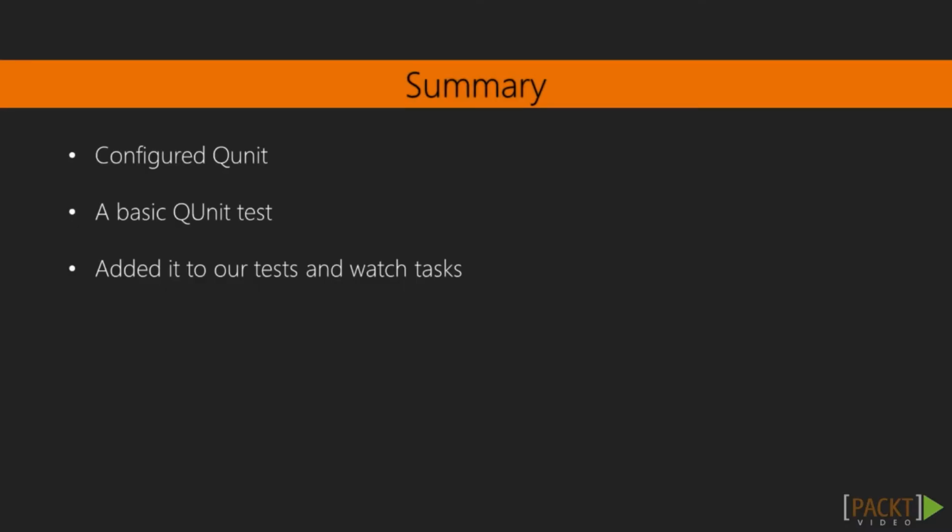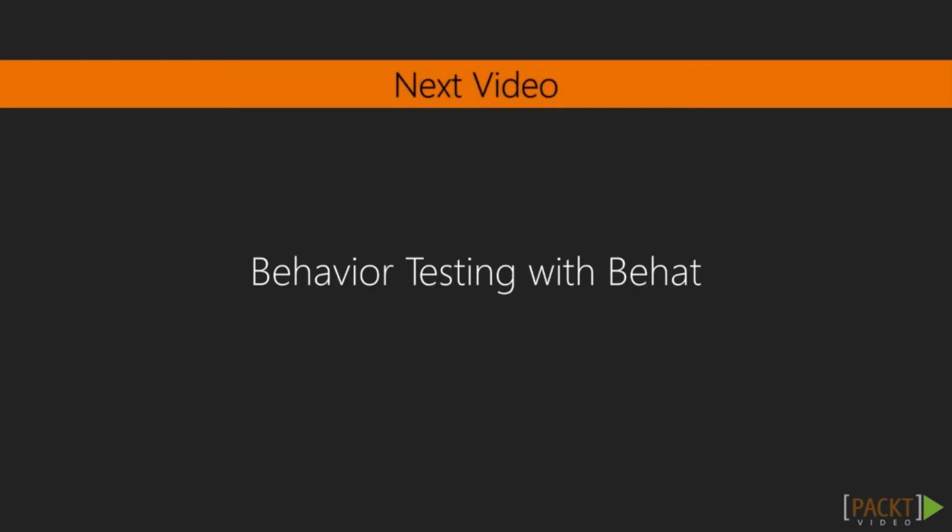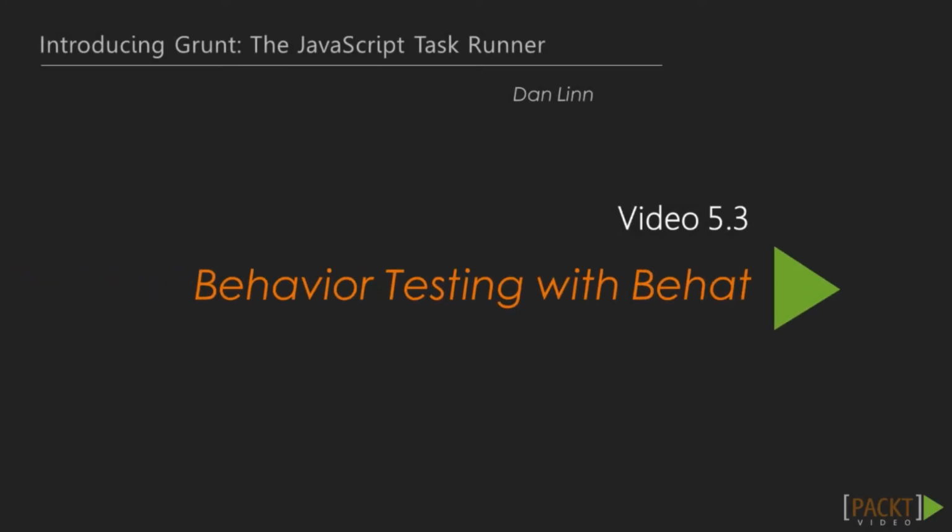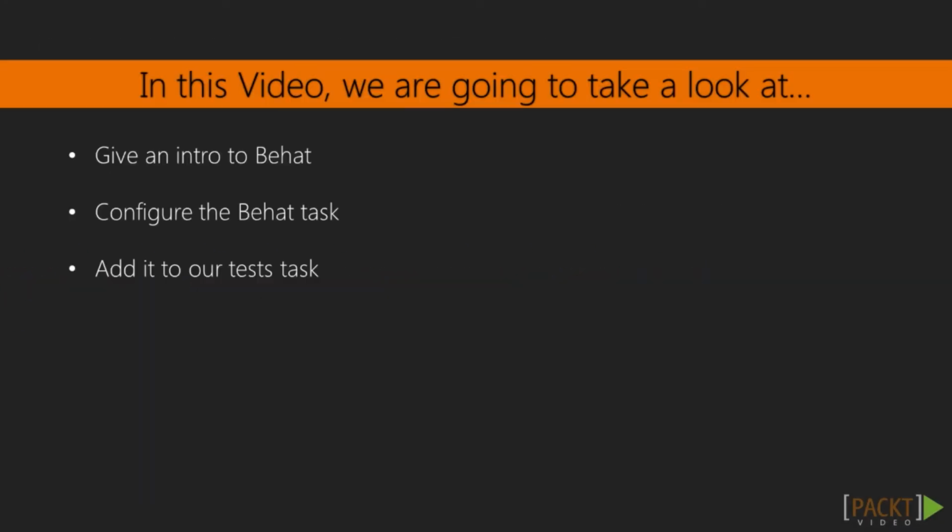This video covered using QUnit to perform JS unit tests. In the next video, we'll talk about how to trigger Behat tests. Welcome back to Introducing Grunt, the JavaScript task runner. The last video talked about QUnit for unit testing, but what about behavior testing?